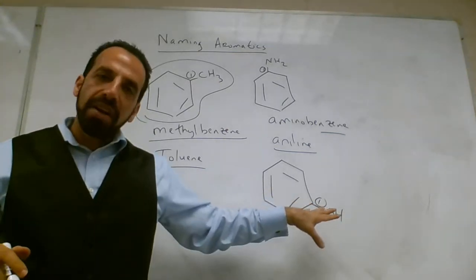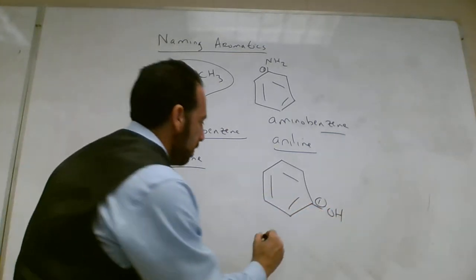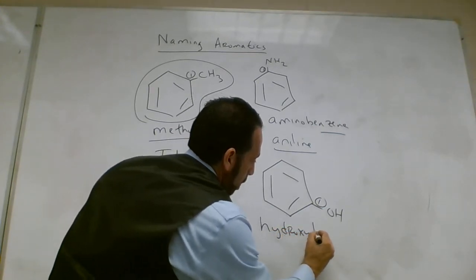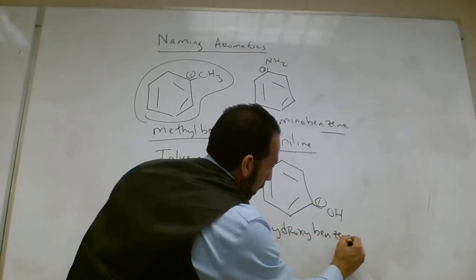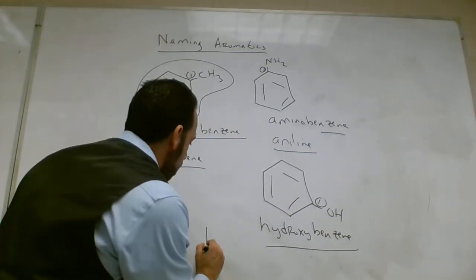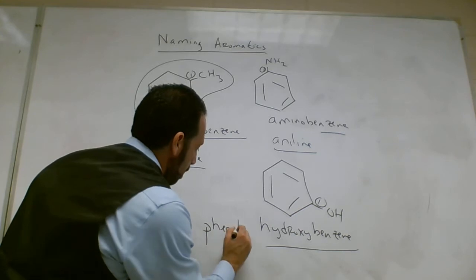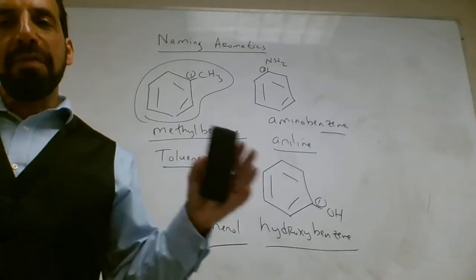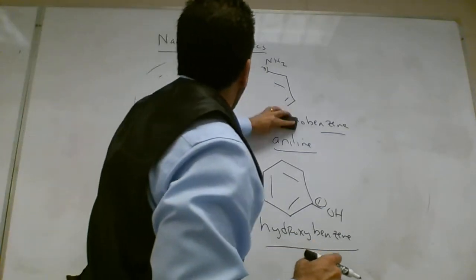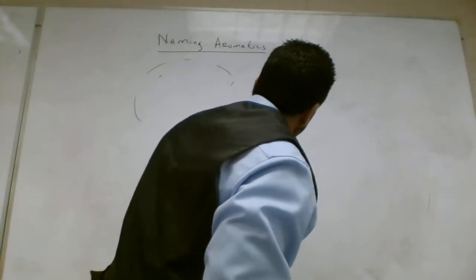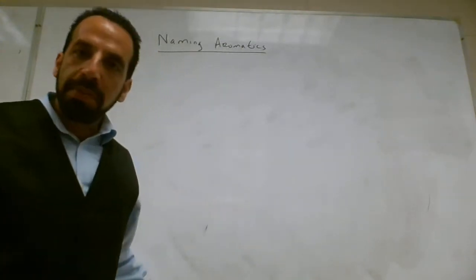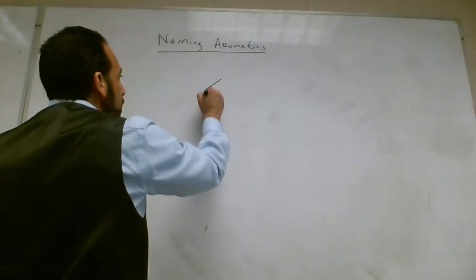The same thing with this one right here. I got the OH there, so I can name the OH as a hydroxy group. So I could call that hydroxybenzene, but everybody calls that phenol. So again, we have to know the common names: toluene, aniline, and phenol. Let's go ahead and throw some substituents on there.